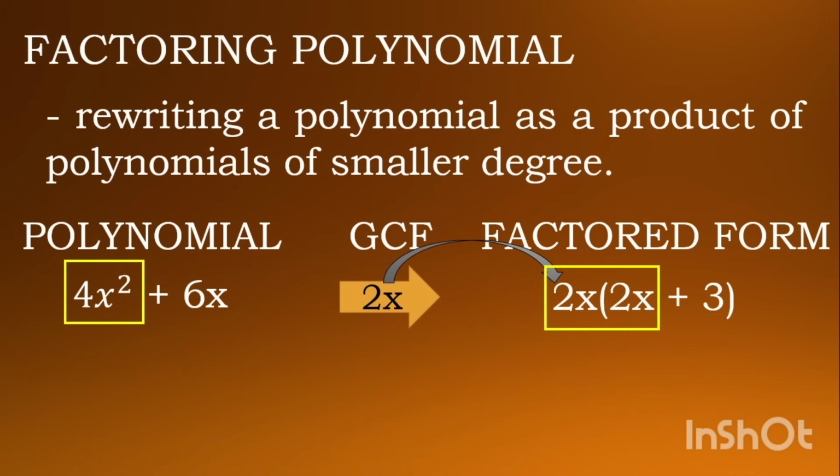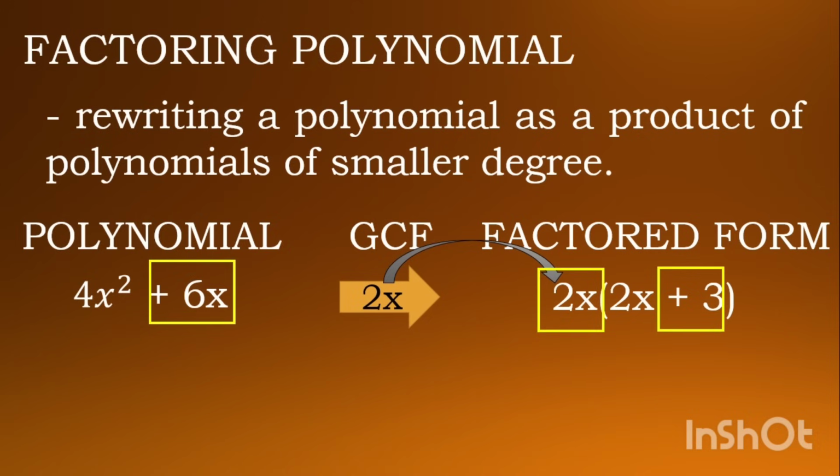So, kagaya nito, 2 times 2 is 4. And then, dalawang x, we will add the exponent. That's why it became x squared. Now, bakit 3? Because 2 times 3, ayun ang 6. And then, since isa lang ang x niya, that's why we have 6x.